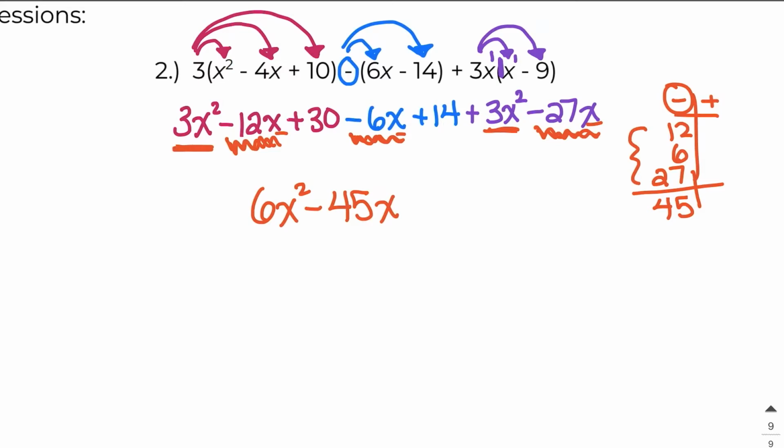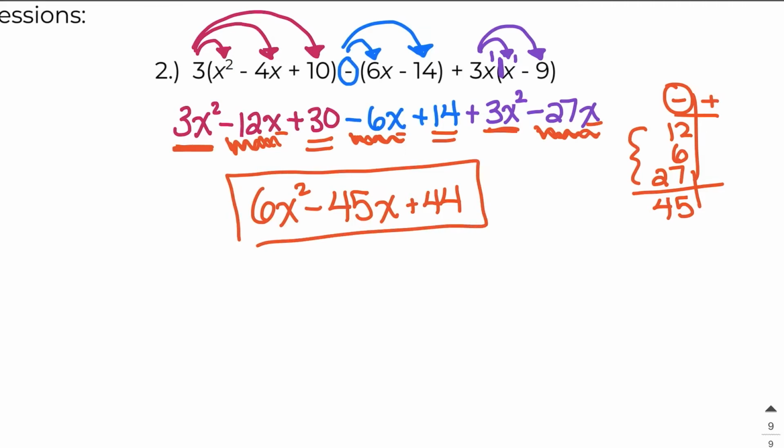Okay, and then lastly, I have this 30 right here. It's just a constant. It's a regular number. It doesn't have a variable on it, and it's like this 14. So 30 plus 14 is 44. And this is my final simplified answer.